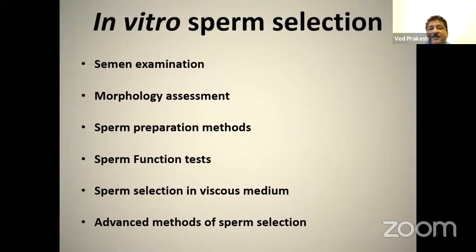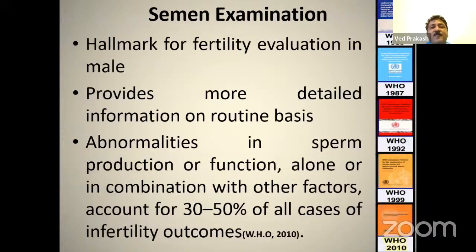So, in vitro sperm selection. What we are doing: first semen examination, morphological assessment, sperm preparation method, sperm function test, sperm selection in viscous media, and advanced methods of sperm selection. These are the methods of sperm selection.